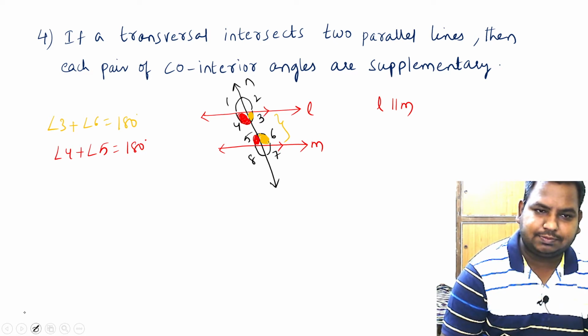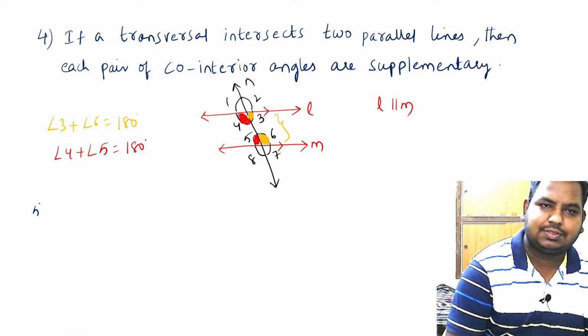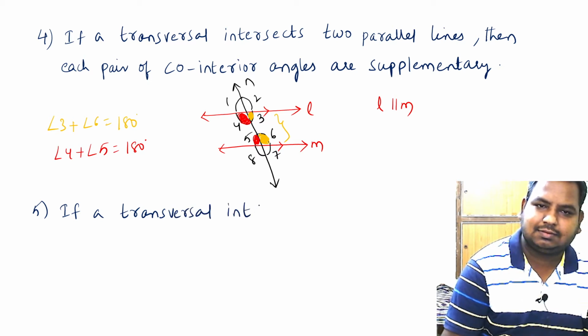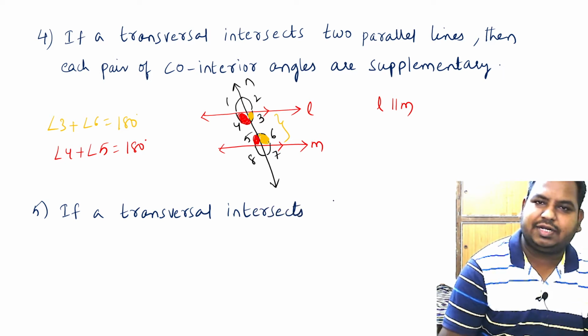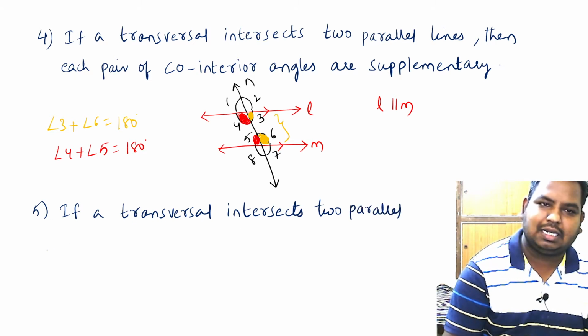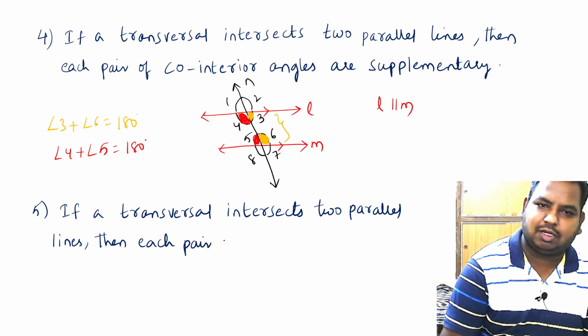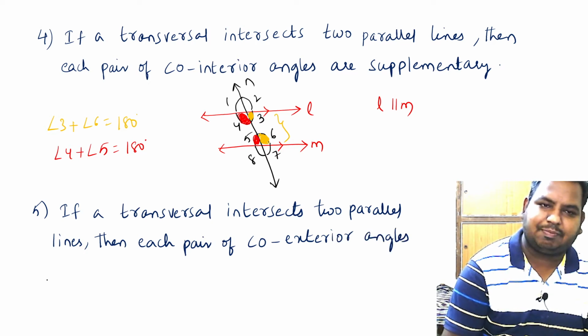Now let me explain one more point here. One more point is, if a transversal intersects two parallel lines, then each pair of co-exterior angles are supplementary. Co-exterior angles are supplementary.